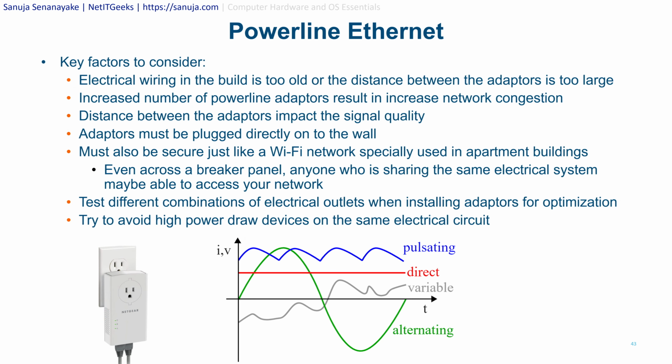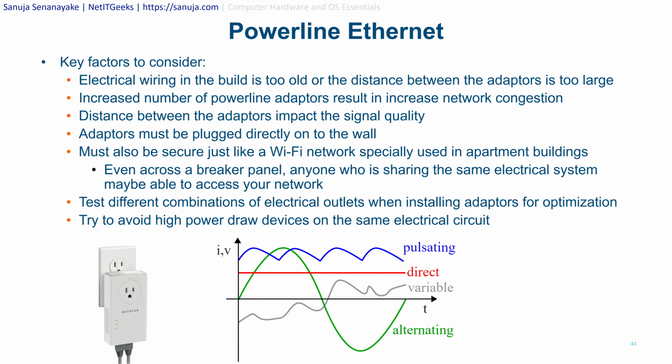So the key factors to consider when you are installing Powerline Ethernet include the electrical wiring in the building being too old. If the wiring is too old, or the distance between the adapters is too large, that will degrade your signal. So if you have a really old house and your wiring is really old, I would not recommend installing Powerline Ethernet even for home, because that will either have network connectivity issues once in a while, or it could create problems when you're trying to download large files or get high throughput out of that. It's not going to work very well.